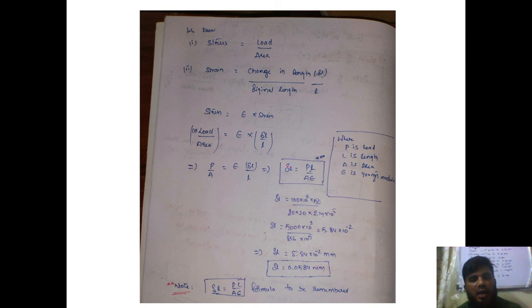So I will try to obtain the formula with respect to delta L. Delta L is equal to load, I can write it as P, area I can write as A. That is the reason delta L will become PL by AE. This is a direct formula, you can make a note of it. According to this, P is your load, L is the length of the rod, A is the area of cross section, E is Young's modulus.